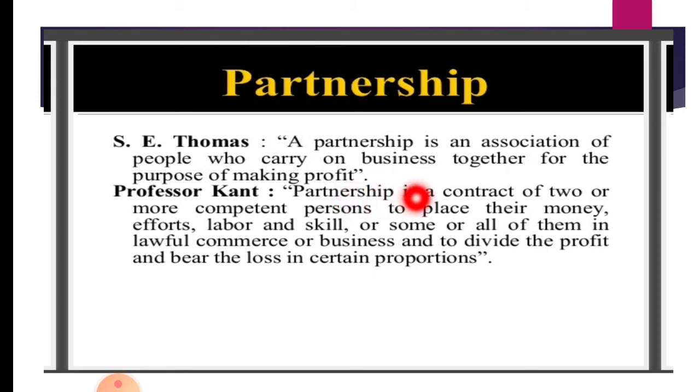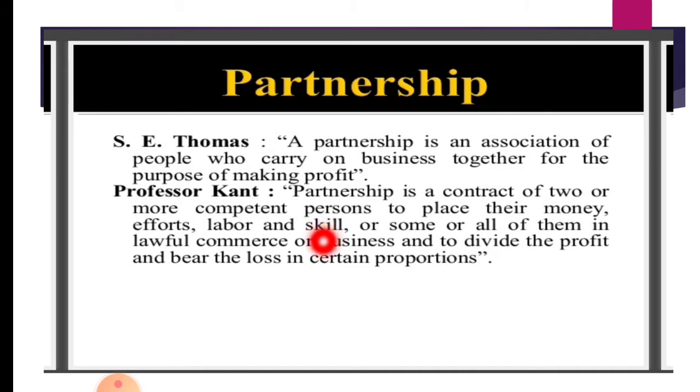In a sole trader, we have seen that the business consists of only one person, whereas in a partnership firm it must be more than two, and the limitation is 20. So up to 20 people can form a partnership firm and they can share the profits that arise from the business. Professor Kent: Partnership is a contract of two or more competent persons.